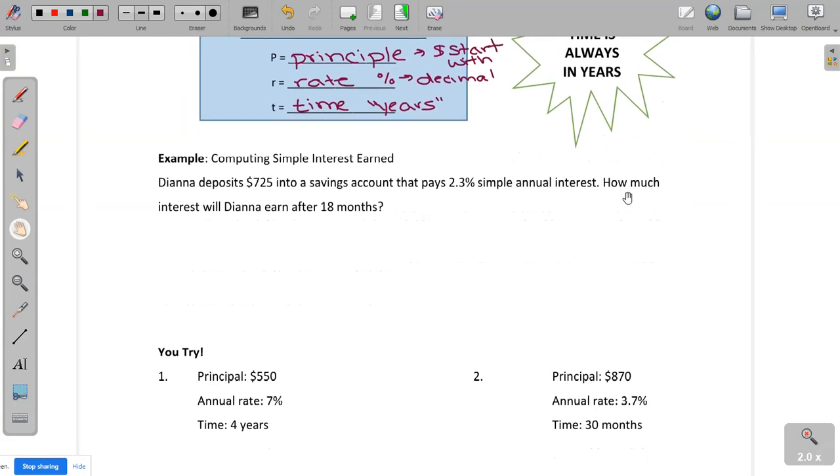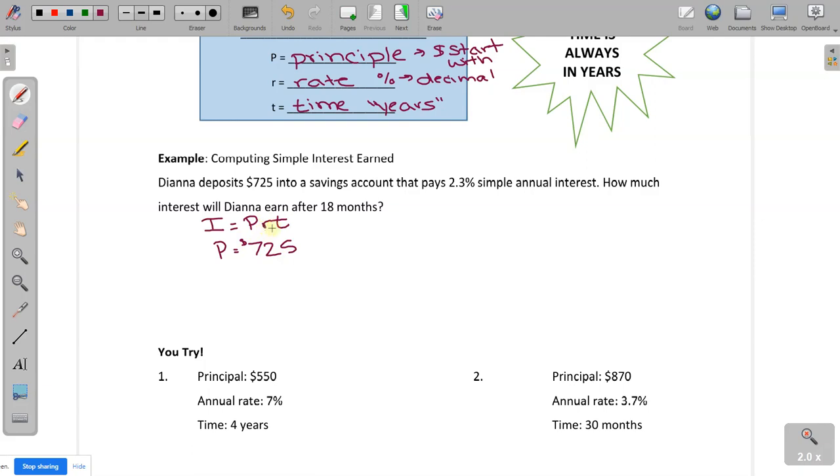So let's look at our first example. Diana deposits $725 into a savings account that pays 2.3% simple annual interest. How much interest will Diana earn after 18 months? So let's figure out what we have here. We have the equation I equals P R T. I is your interest. That's what we're finding. P is your principal. So your principal is what you're starting with. So we are starting with $725. So our P is $725.